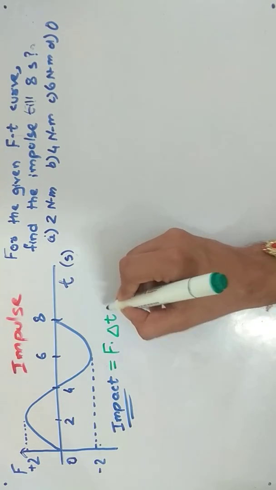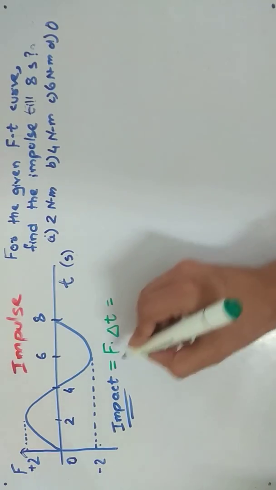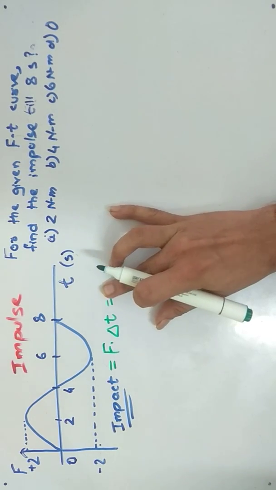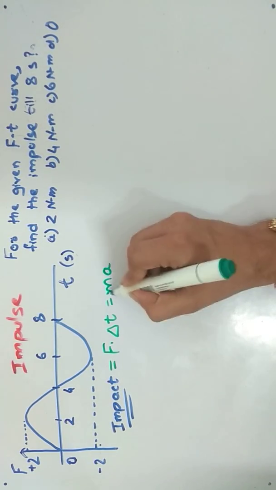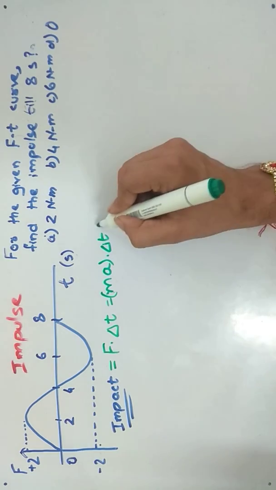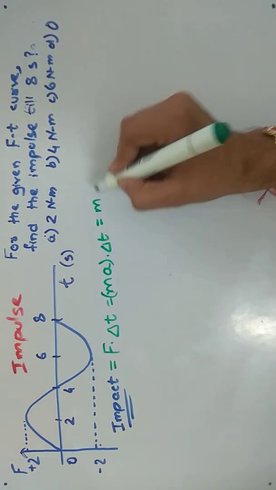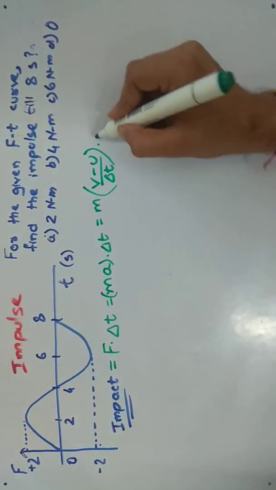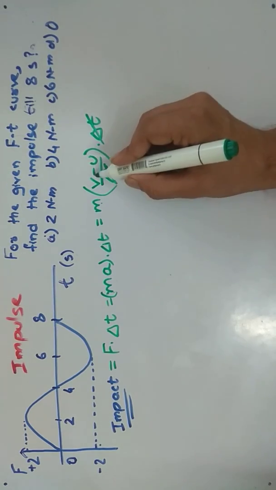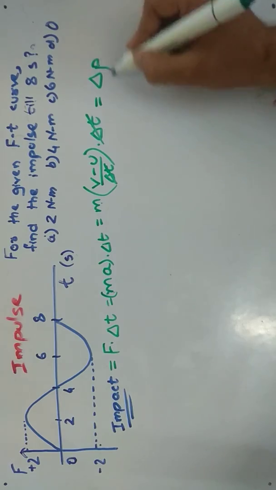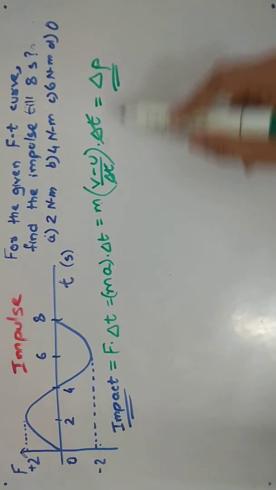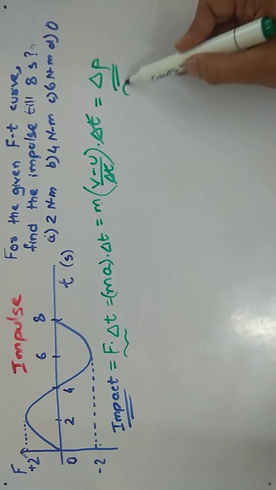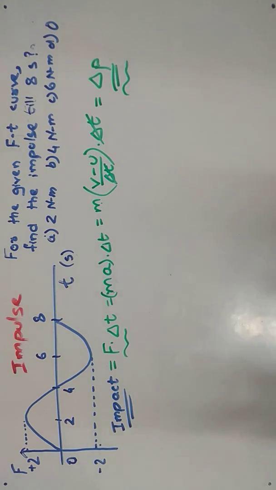So just simplify this. If you write this force as mass into acceleration, into delta t. Again, the acceleration can be written as v minus u upon delta t. Into delta t, cancelled. This is mv minus mu, that is the change in linear momentum. So this is just for extra understanding that impact is given by F into delta t, as well as by the change in linear momentum.